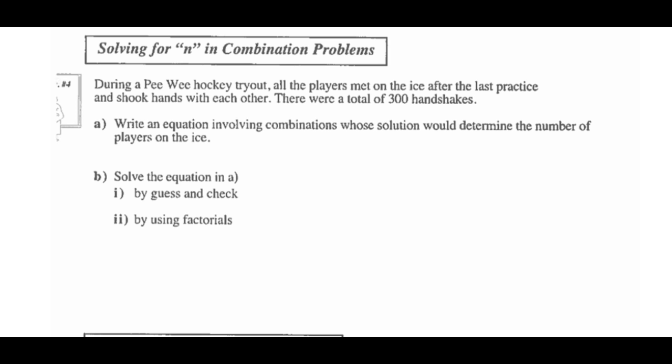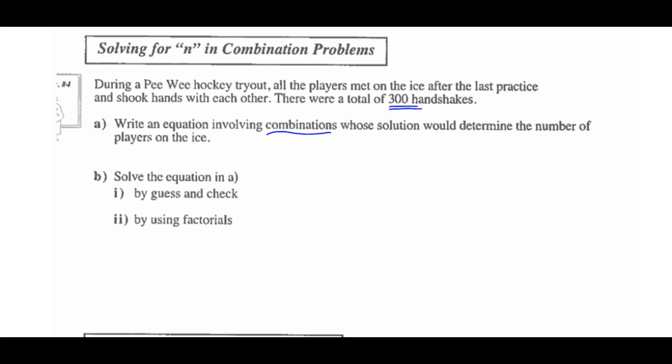During a Pee Wee hockey game, actually during a Pee Wee hockey tryout, all the players met on the ice after the last practice and shook hands with each other. There were a total of 300 handshakes. Write an equation involving combinations whose solution would determine the number of players on the ice.